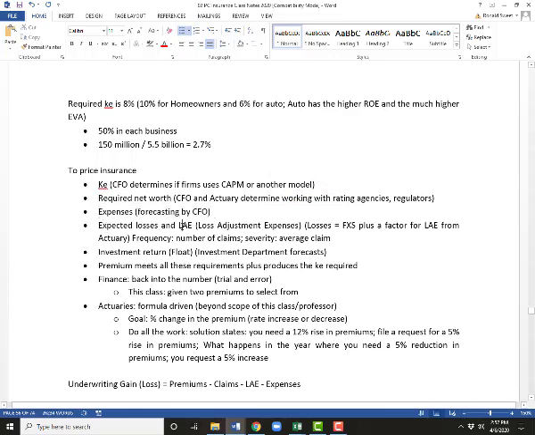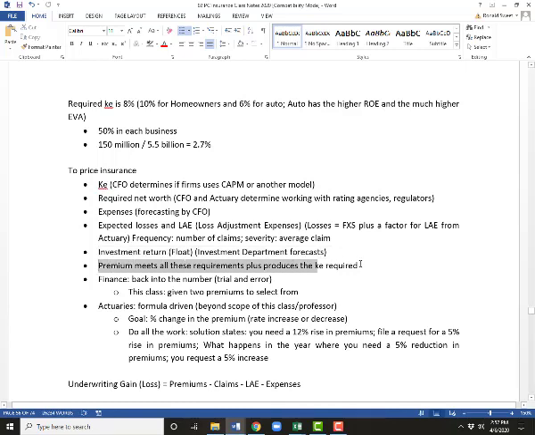Expected losses and LAE, we're going to be using frequency and severity. Remember, frequency is a number of claims, severity is the average claim amount. The investment return float, this is the second thing I was responsible for when I worked with the actuaries. I had to come up with the rate and provide to them: if we got premiums in today, what rate would we make today? So that will be given to you. All of these numbers will actually be given to you.